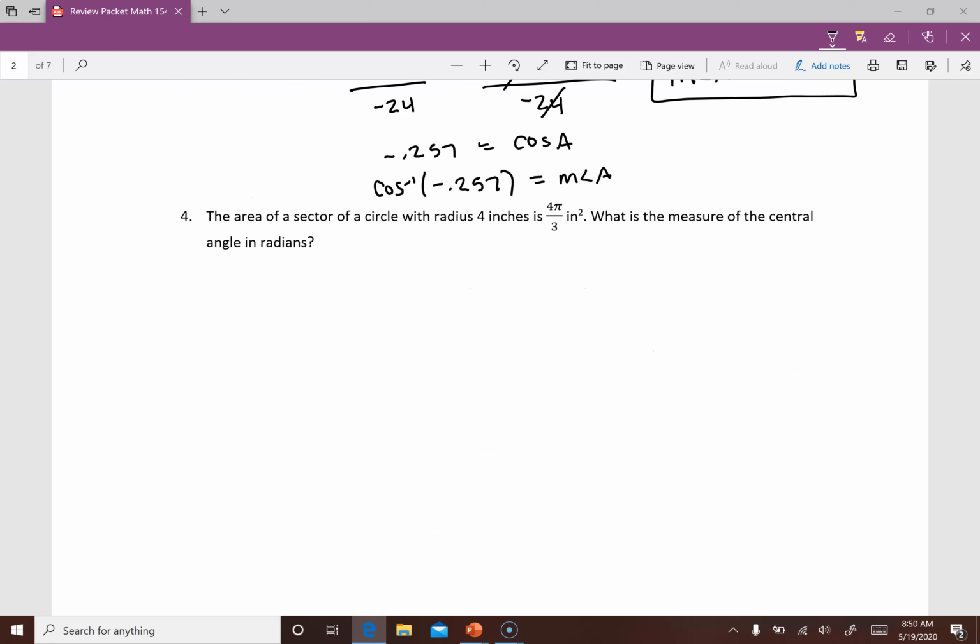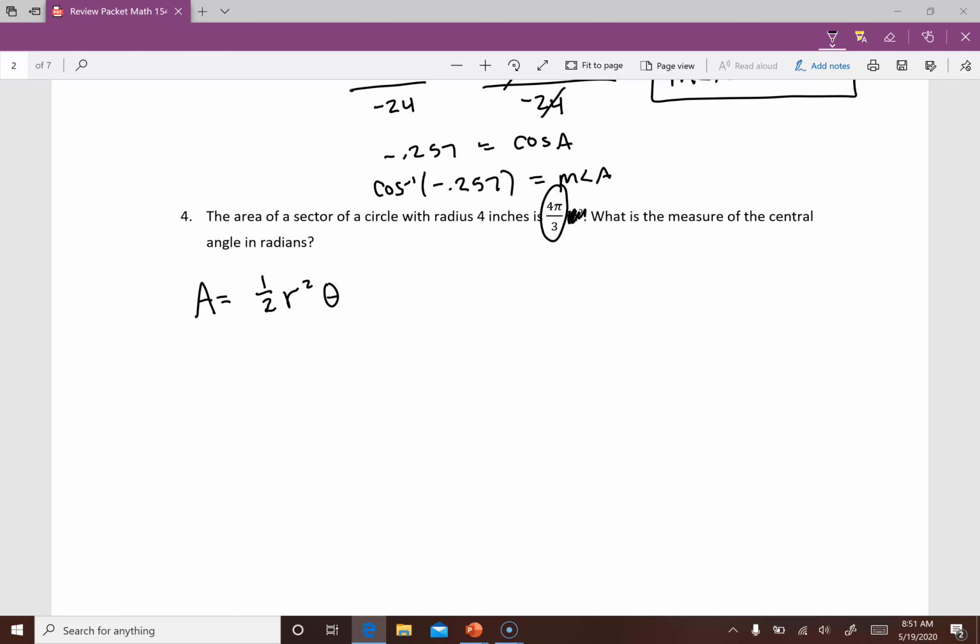All right, number 4. The area of a sector of a circle with radius 4 inches is 4 pi over 3 inches squared. What's the measure of the central angle in radians? Well, area is going to be 1/2 r squared theta. That's something that we derived in our units. And now I'm just going to plug straight in. I know that my area is 4 pi over 3.